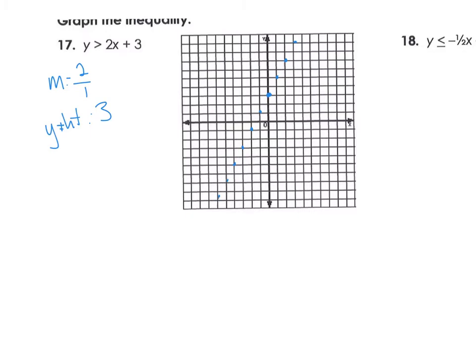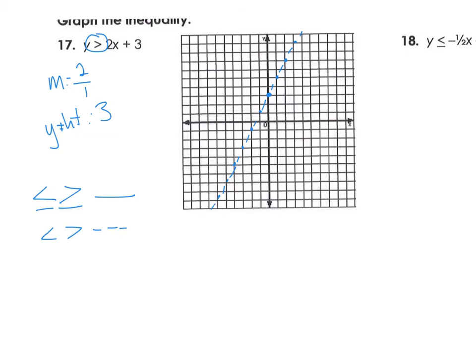And I look at my inequality. If it's less than or equal to, it's a solid line. Or greater than or equal to, it's a solid line. If it's less than or greater than, it's just a dotted line or a dashed line. So here is my dashed line. Now I have to figure out which side I'm going to shade.